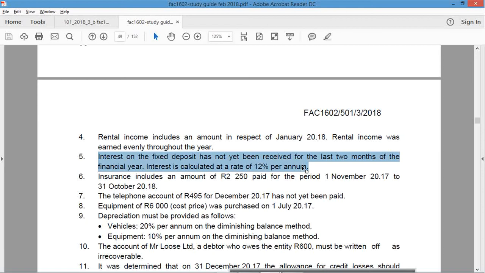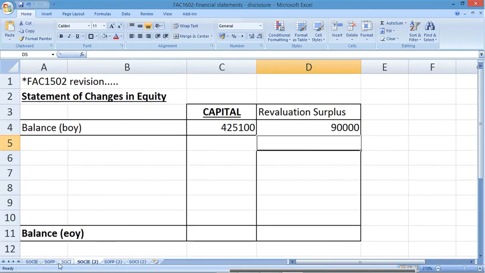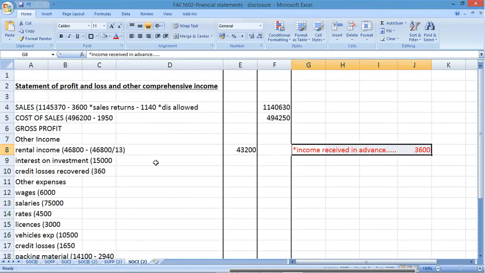So it's going to be, well, whatever your fixed deposit amount is, times 12%. Good. Times 2 divided by 12. Yes. Okay, I'm happy with that working. So you've got the right answer. See, that would have been part of your working figure for the calculation for the disclosure.